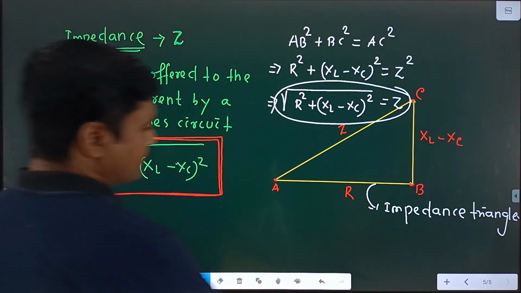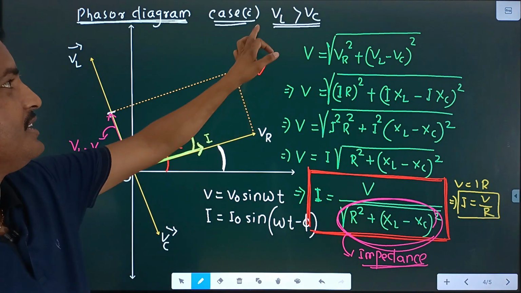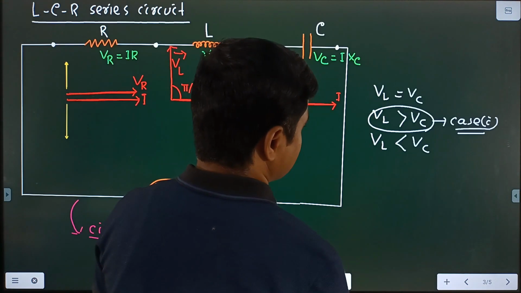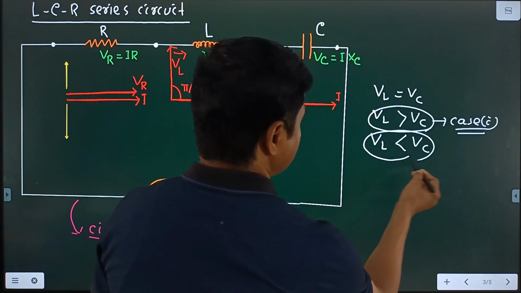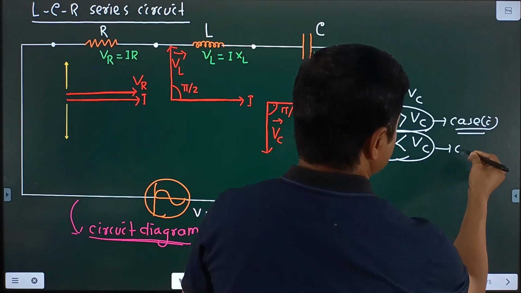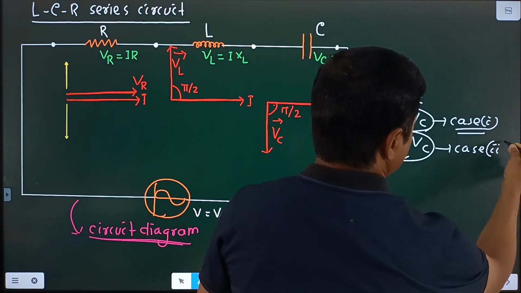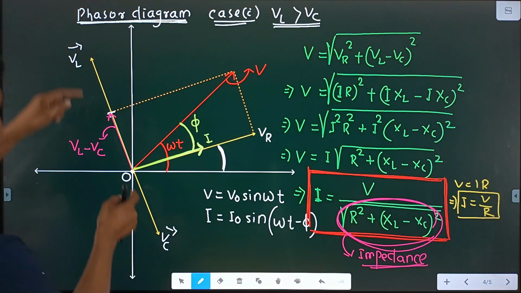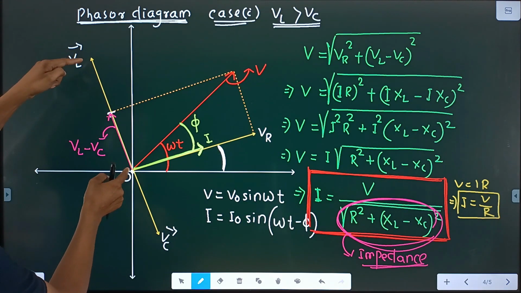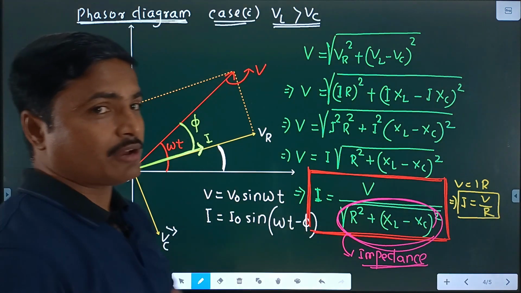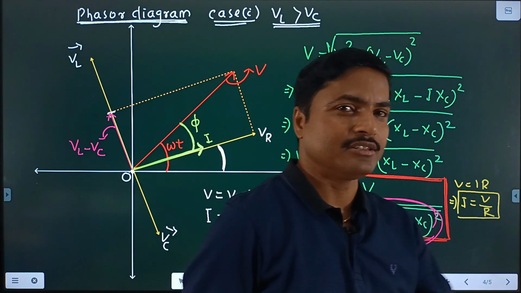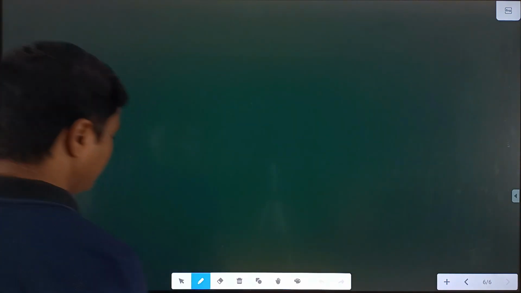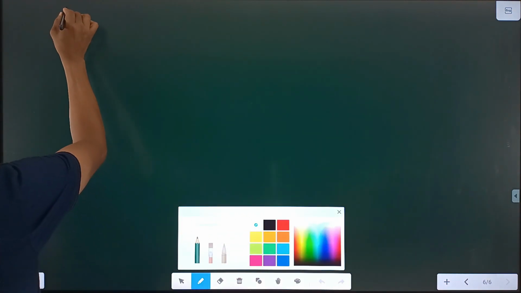Similarly, the second case. In the first case, VL is greater than VC. Now the second case is VL is less than VC. We write that as case 2. VL is less than VC means VL is small as compared to VC. Now for the second case, we will draw the phasor diagram.